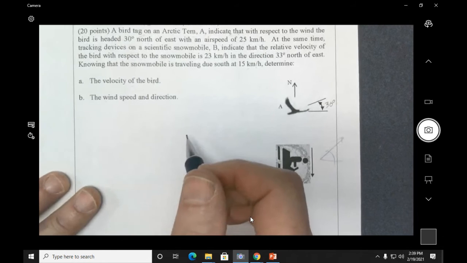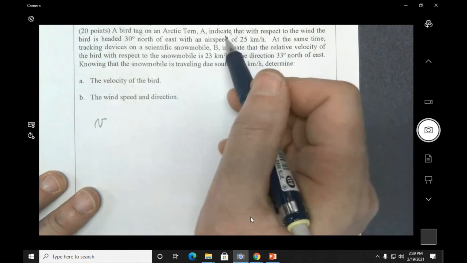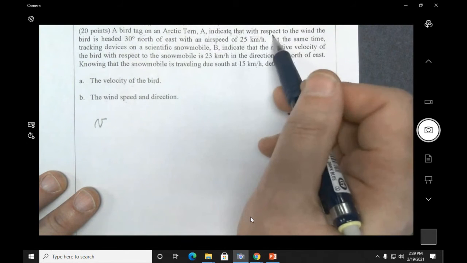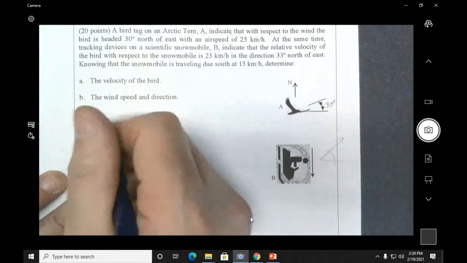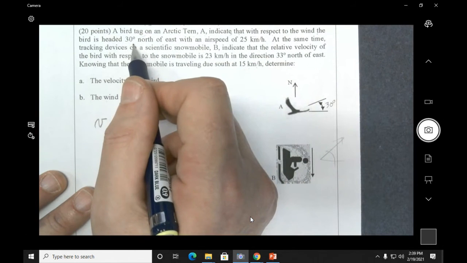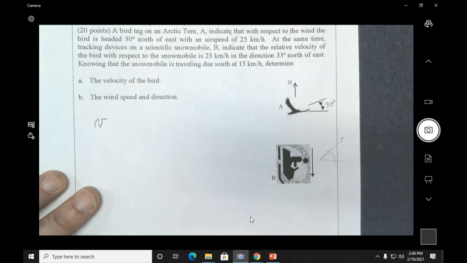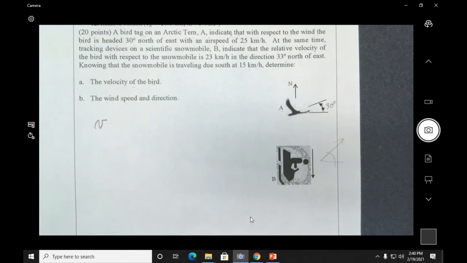So it's good practice to write out what is being said. Indicate that with respect to the wind, the bird is going 30 degrees north of east. The bird is headed 30 degrees north of east. Okay, now they're calling this A. So this is A, and I'm looking for the 25. Where's the 25 in this? Huh, I'm sorry.